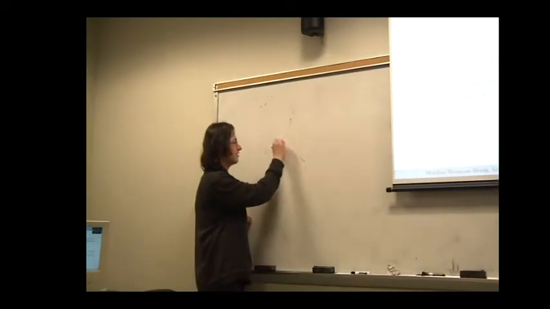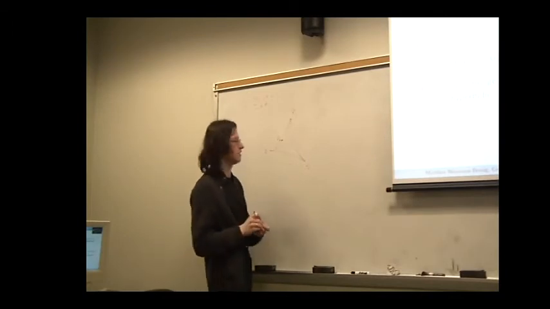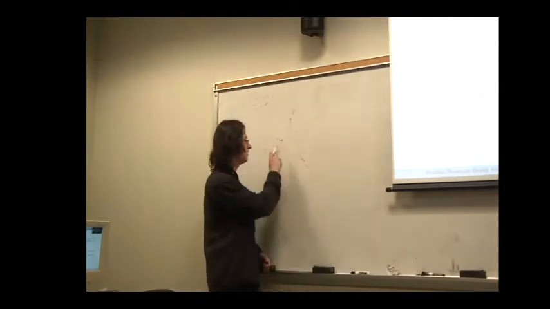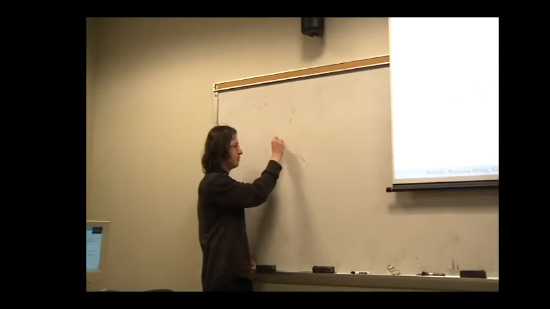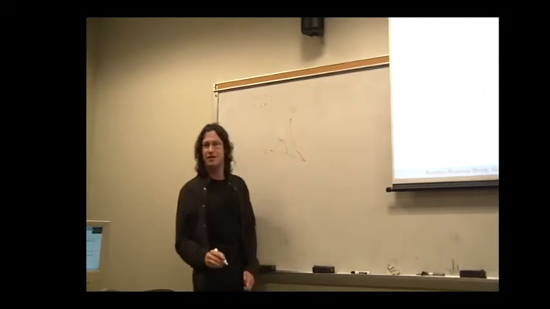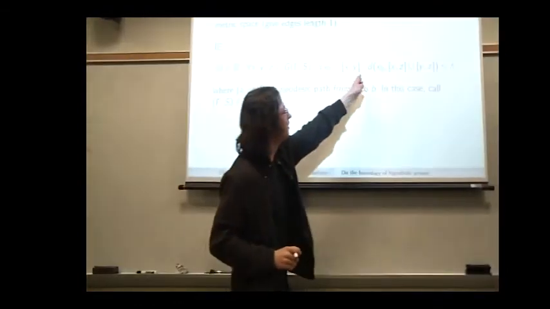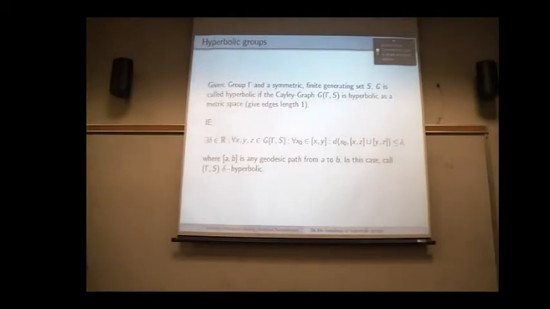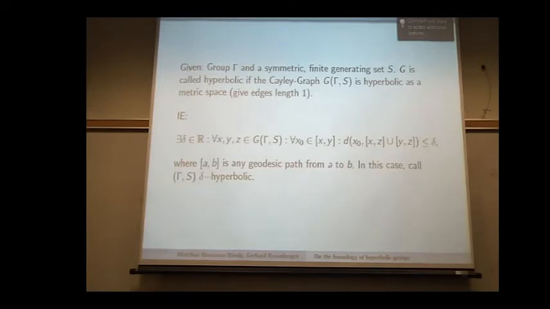And you take any x0 on one of these arcs, which are geodesic. It doesn't matter which one, because I said for every x, y, z, so I can just take it on this arc. And the group is delta hyperbolic if the distance of this x0 to the union of these other two arcs is less than or equal to delta. This is just what we got here. And if this holds for any combination of x, y, z and any geodesic paths, then we've got a delta hyperbolic group.